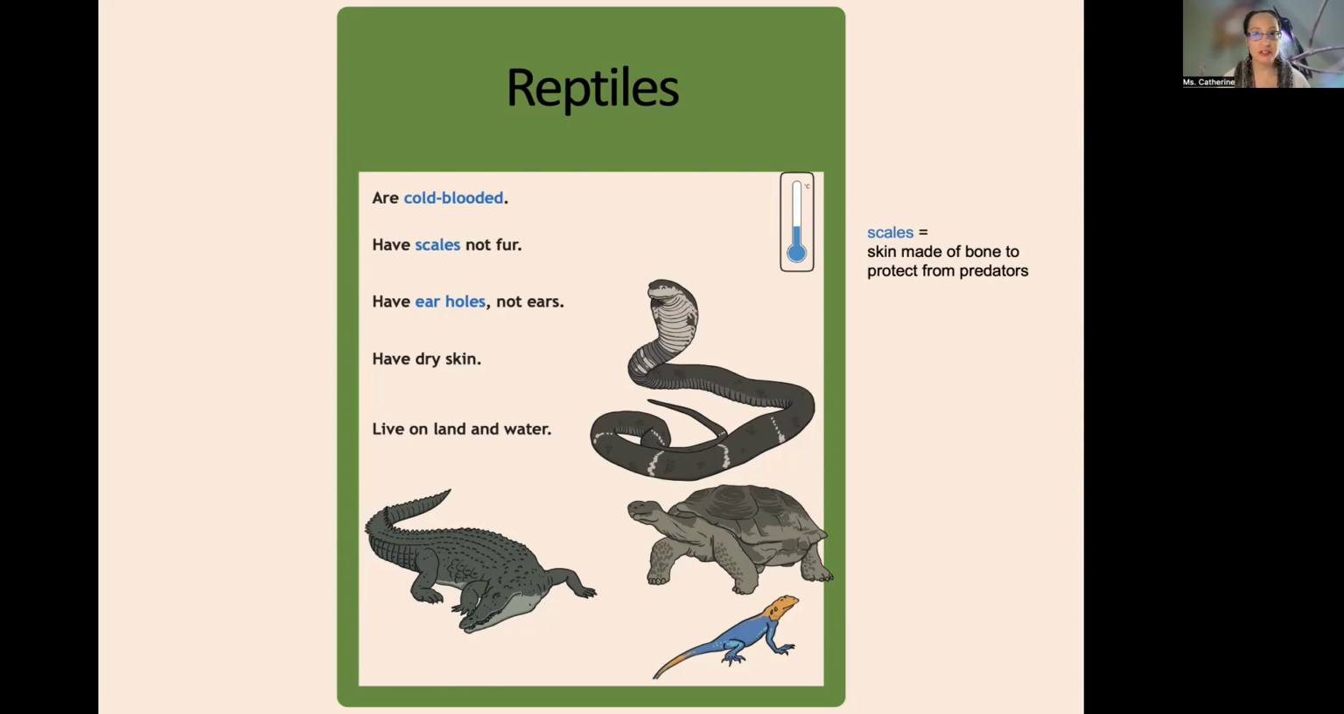So what are the differences between reptiles and amphibians? The only difference is reptiles have dry skin, but amphibians have moist skin. Moist skin, not dry.